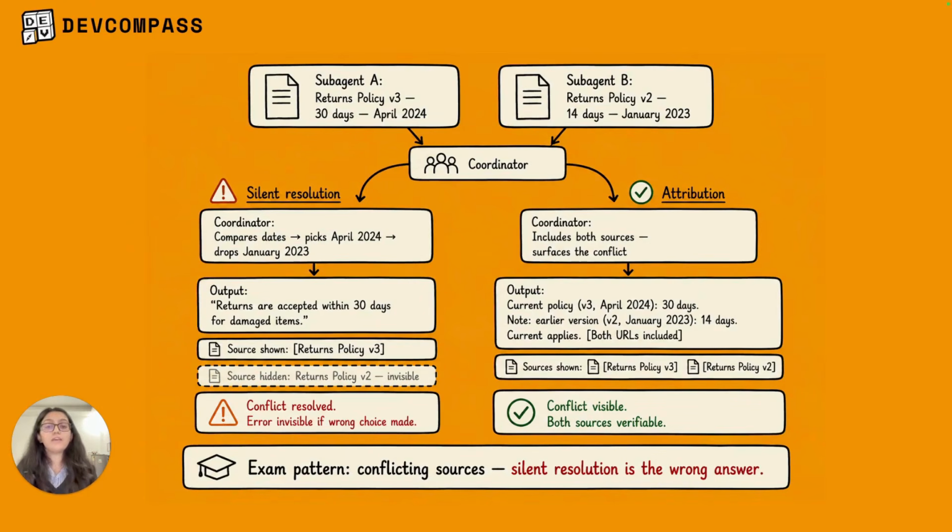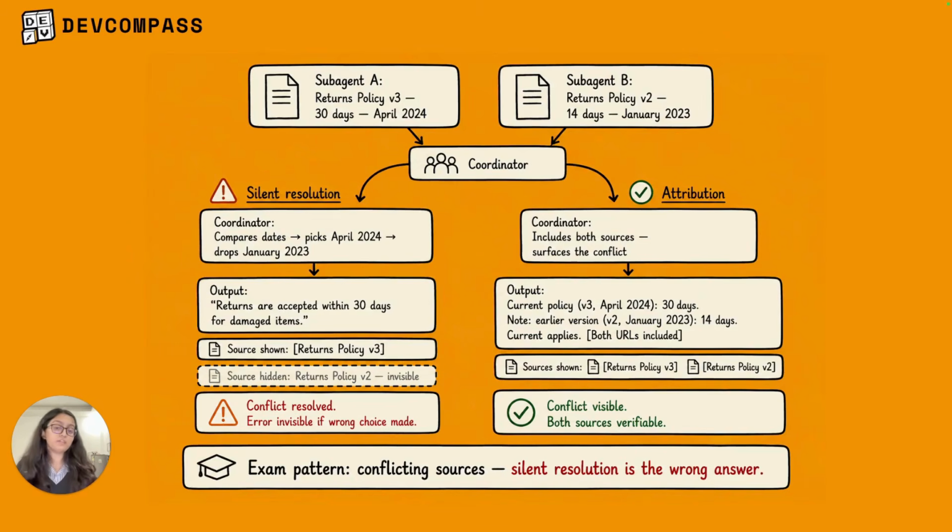What is the right path? Correct handling: include both sources with attribution. The current returns policy, version 3, April 2024, allows 30-day returns for damaged items. Note, an older version of the policy, version 2, January 2023, specified 14 days. The current policy applies. Both URLs should be in the output. Both dates need to be mentioned. The conflict is surfaced rather than being resolved silently. The customer or a human reviewer can see both sources and verify.